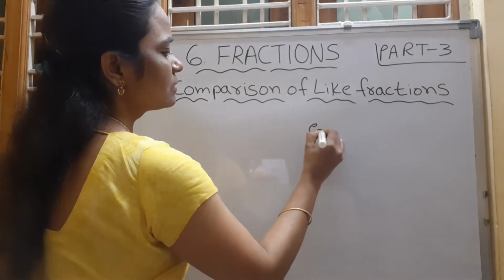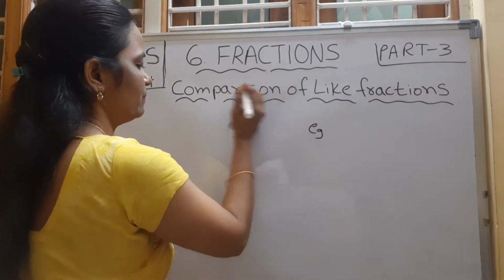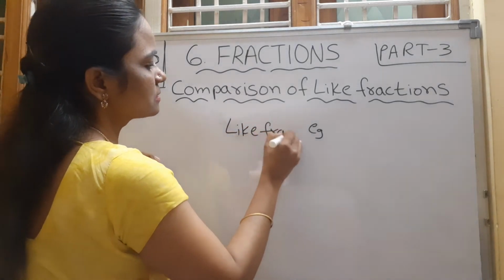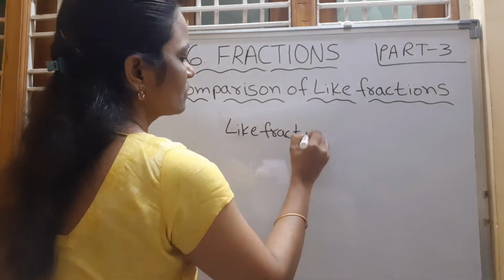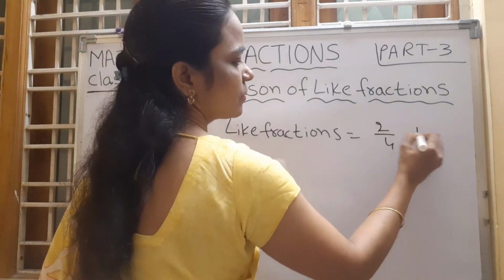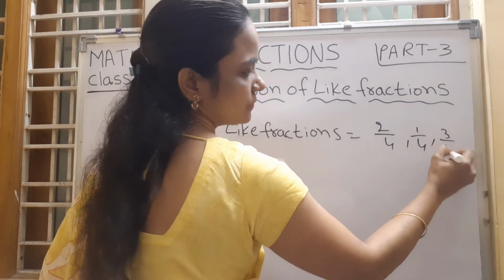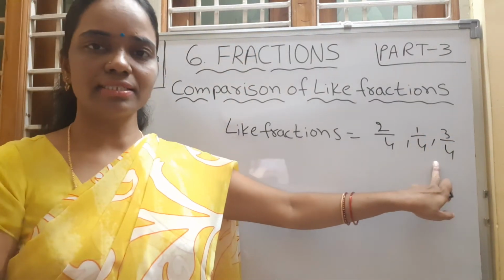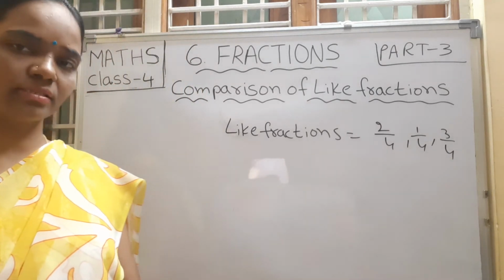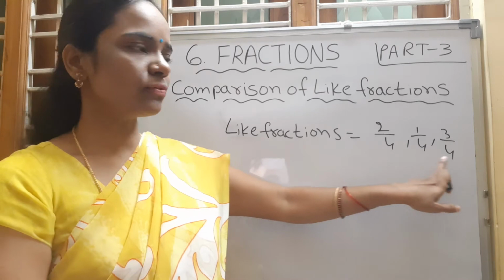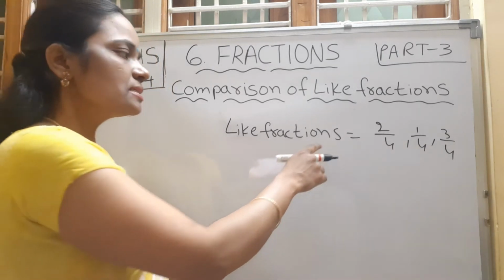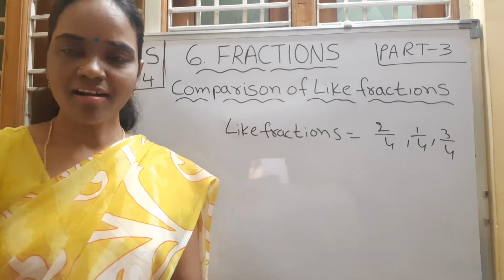For example, like fractions: 2 by 4, 1 by 4, 3 by 4. So these are the like fractions. The fractions with the same denominator are called like fractions. So what is the denominator here? 4. 4 is common for each fraction. So the fractions with the same denominator are called like fractions.